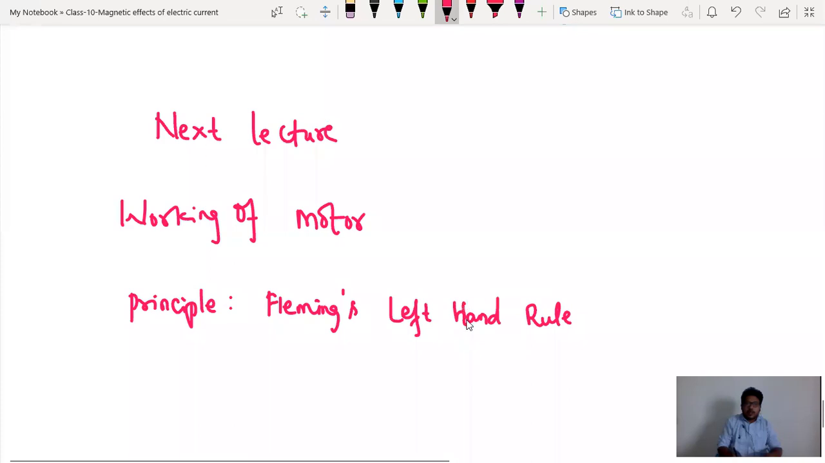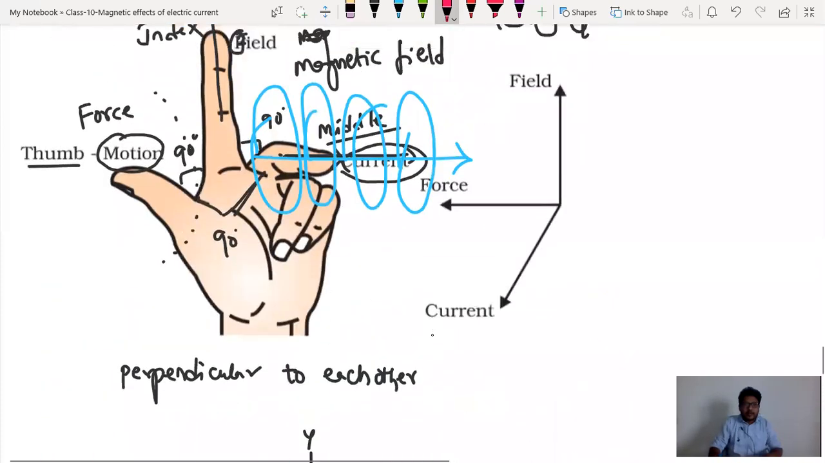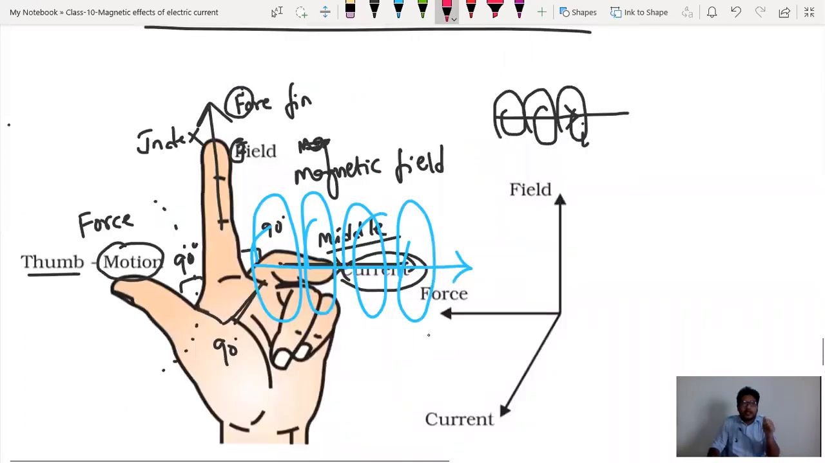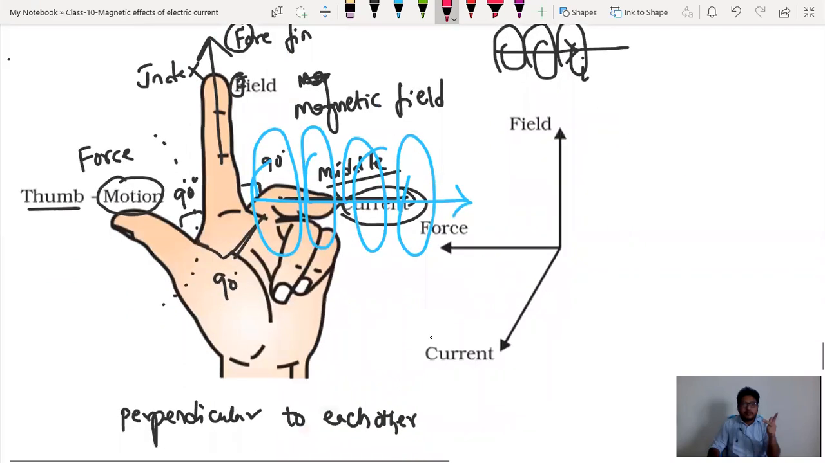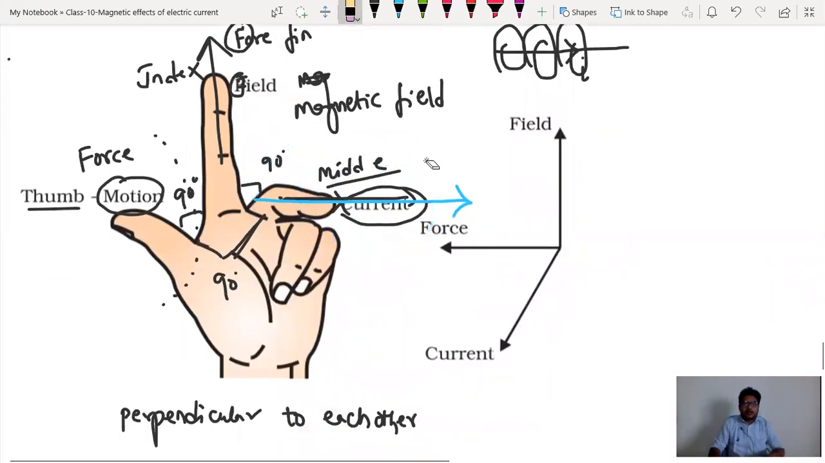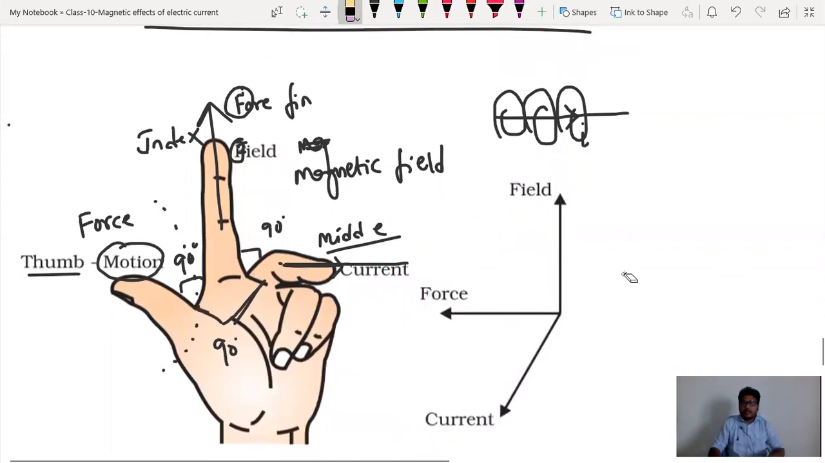So what is Fleming's left hand rule? If three fingers are stretched mutually perpendicular to each other, the thumb indicates force or motion of the conductor, the index finger indicates magnetic field, and the middle finger indicates current. Fine. So that is the thing you need to understand from this. So that's it in this lecture.